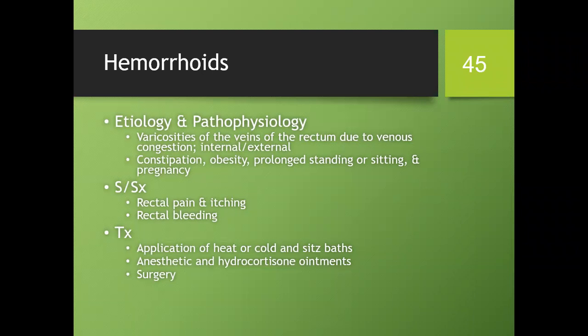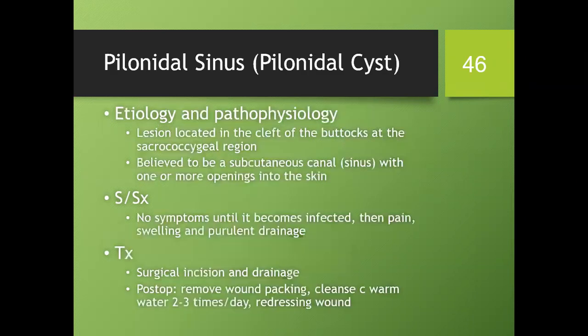What do we do? We apply either heat or cold. We can do sitz baths. We can apply a hemorrhoid cream with hydrocortisone and a local anesthetic. And then we can also do surgery and do a hemorrhoidectomy if it's really bad or really bothersome.